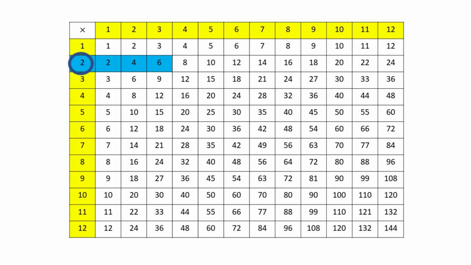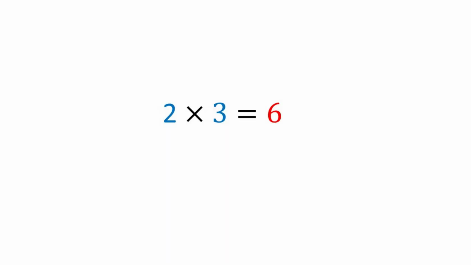Show students to go across the 2's row until they get to the 3's column, and then go up the column. The intersection of the row and column is the product. 2 times 3 equals 6. 2 and 3 are the factors, and 6 is the product.